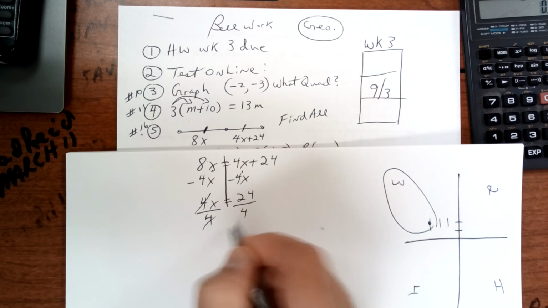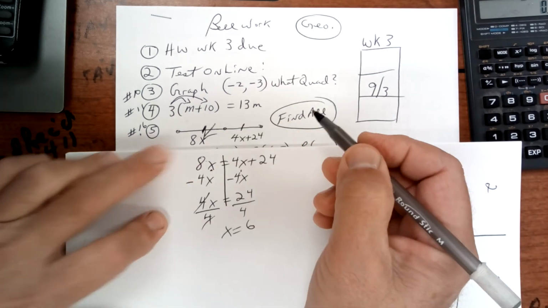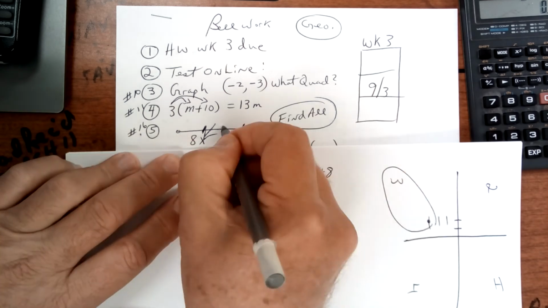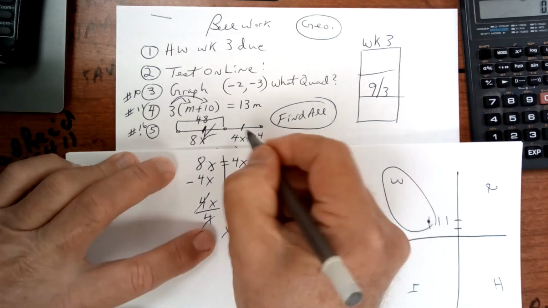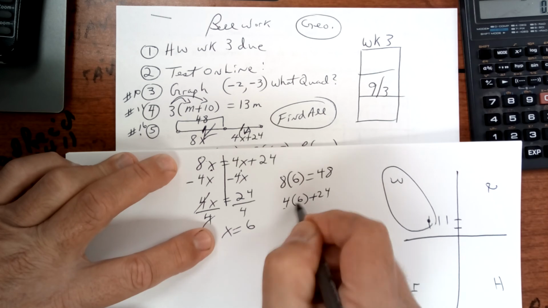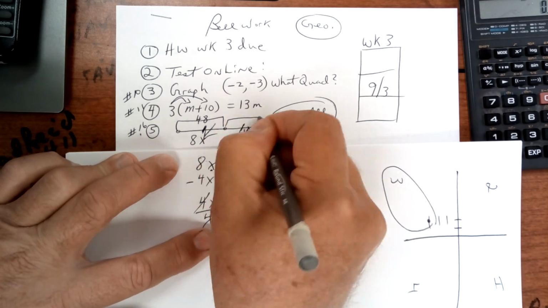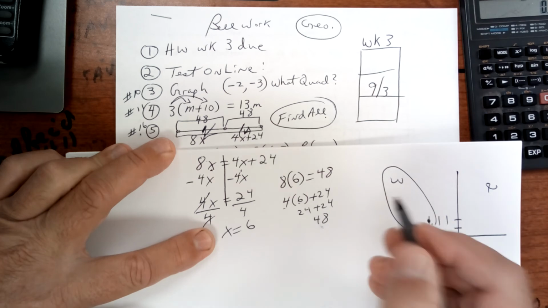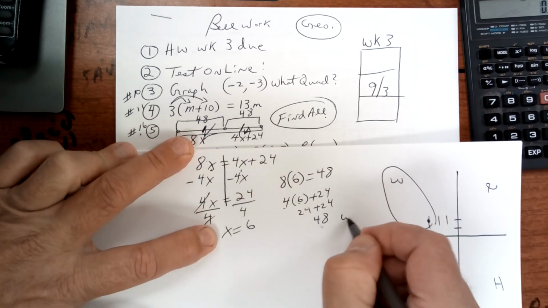So x is equal to 6, but it says find everything. So you want to substitute 6 right here. So 8 times 6, 6 times 8 is 48. So this distance from here to here is 48. You're going to plug in 6 right here. 4 times 6 plus 24. 4 times 6 is 24, plus 24 is going to be 48. So this distance from here to here is 48, and the whole distance, because I wanted everything, you're going to add up 48 plus 48, they're equal, and that's going to be 96. So the whole thing is 96.